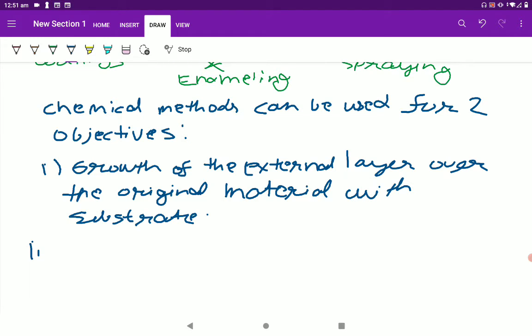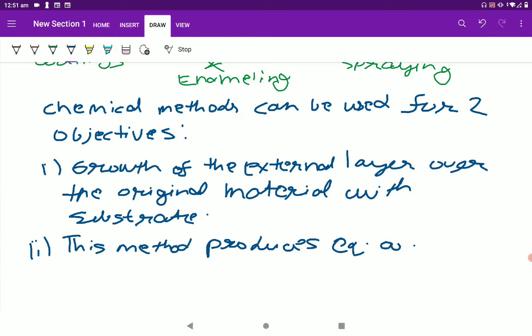Second objective is that this method is able to produce, in many cases, an equivalent coating as the physical methods.